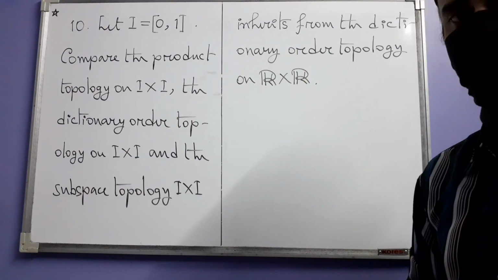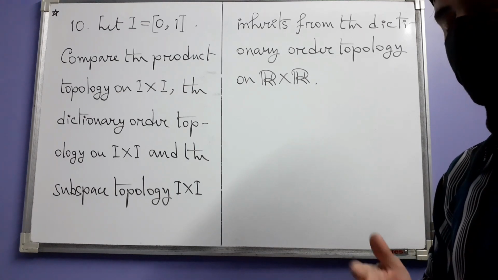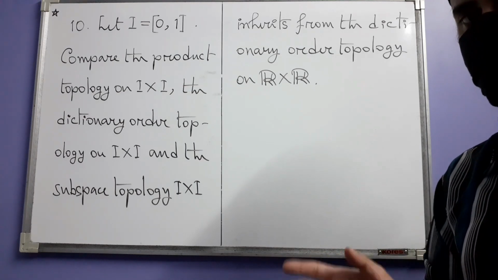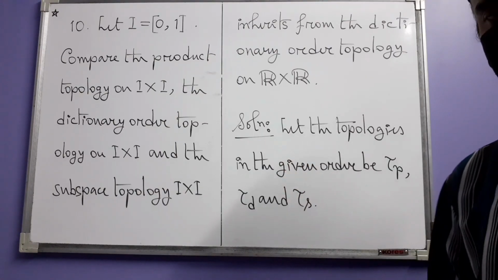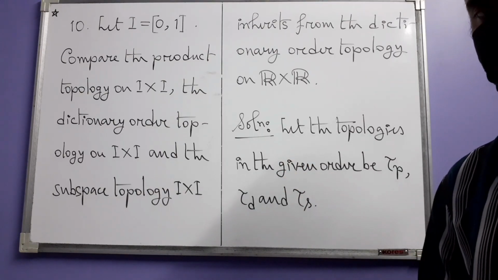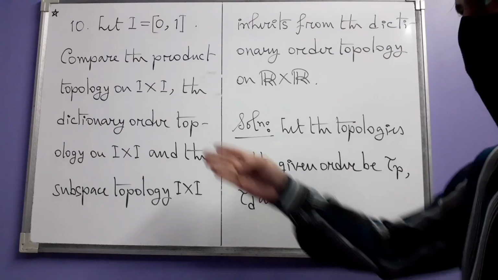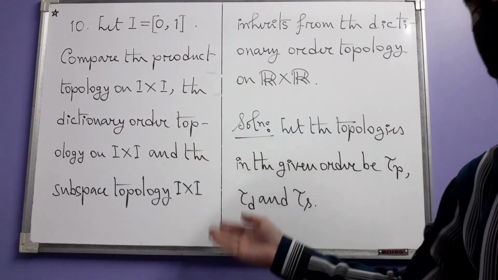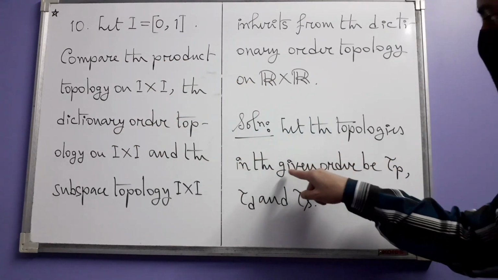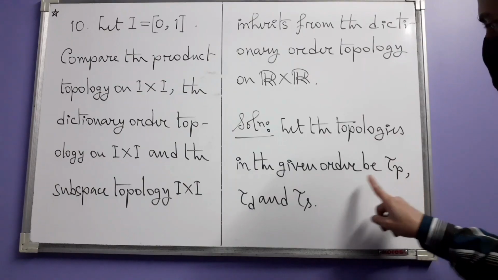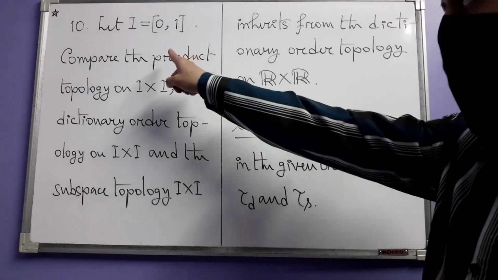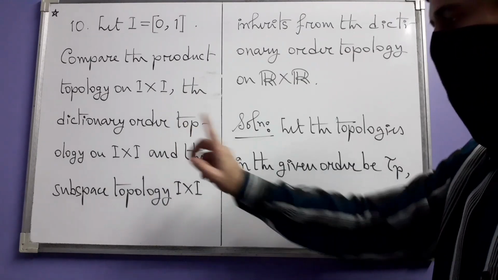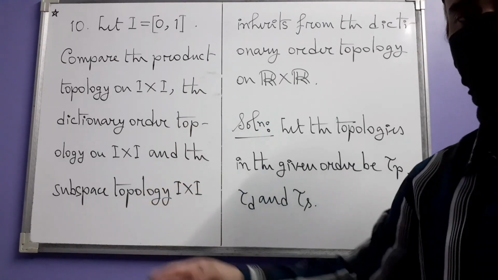Which one is finer, which one is coarser, if they are even comparable. So we have to say all these things. We start the solution by naming the topologies. That way it will be easier to refer to them instead of every time writing product topology, dictionary order topology, all these things. Let the topologies in the given order be tau P, tau D and tau S. P stands for product, D stands for dictionary order and S stands for subspace.